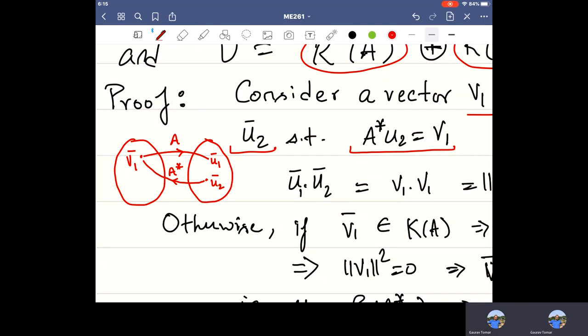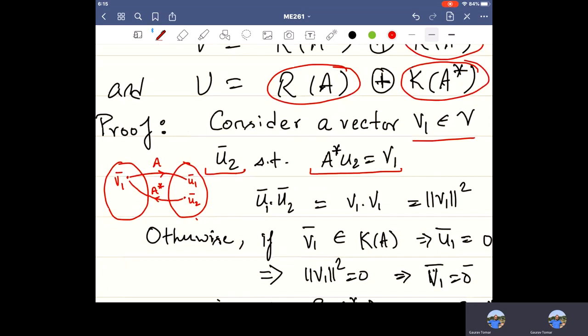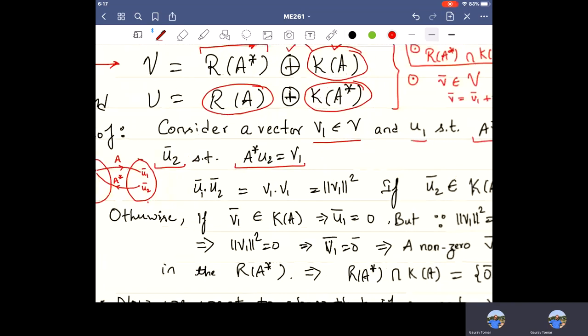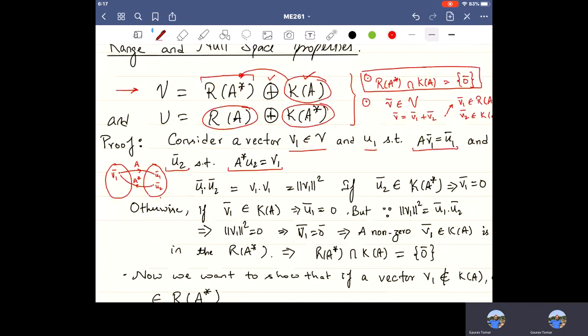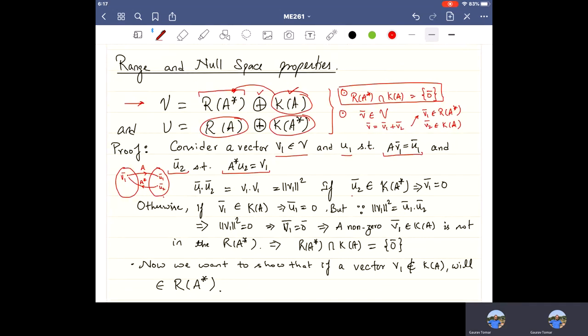So A star will clearly not map u1 to v1. It will take it somewhere else. But we can take another vector u2, which gets mapped to v1. Now, let's say we have picked u2 such that it belongs to the null space of A star. Then the mapping A star u2 will be 0, and this would imply that I picked v1 as 0.